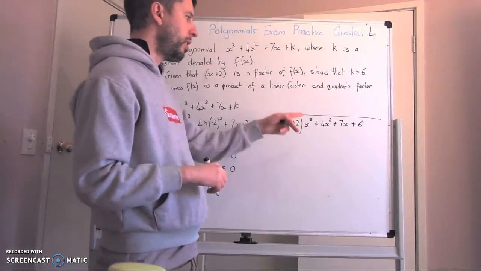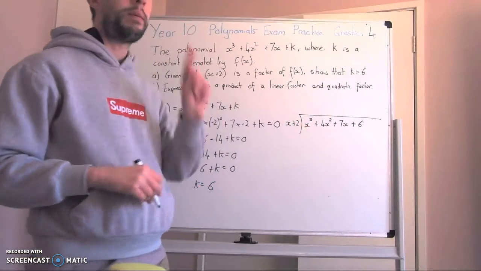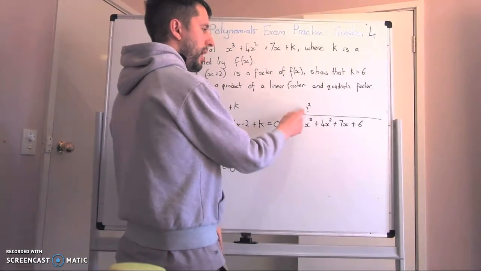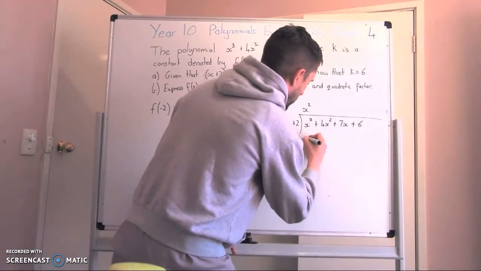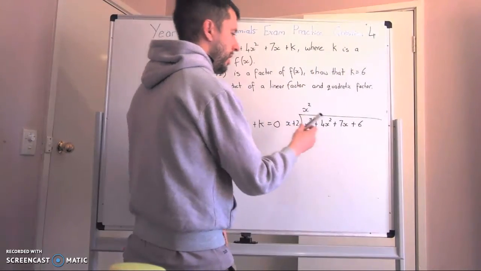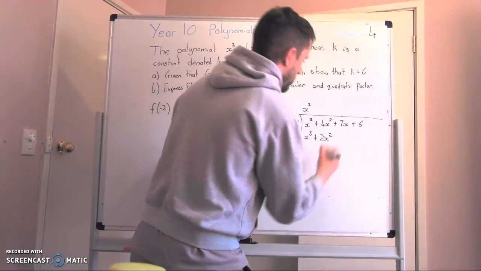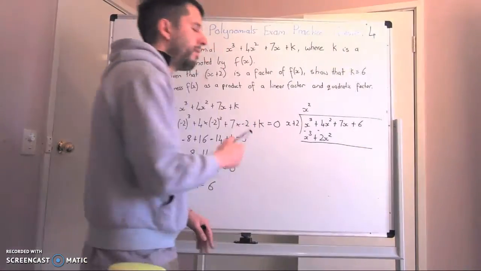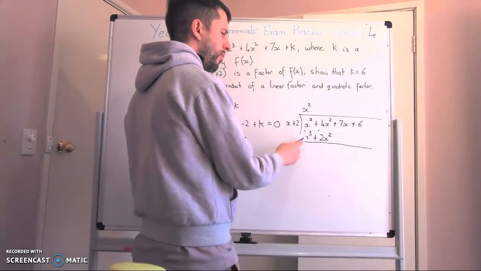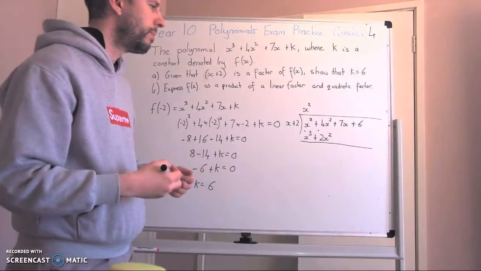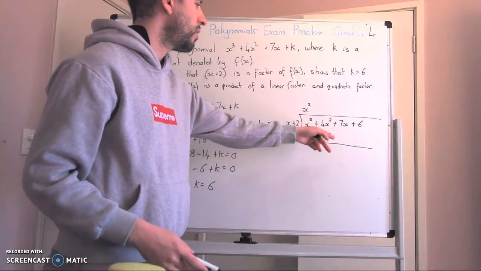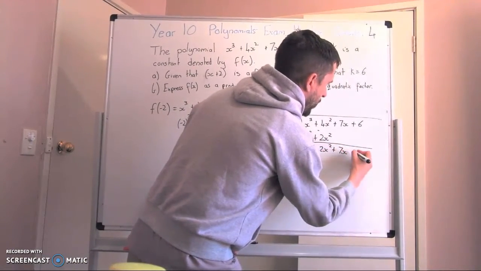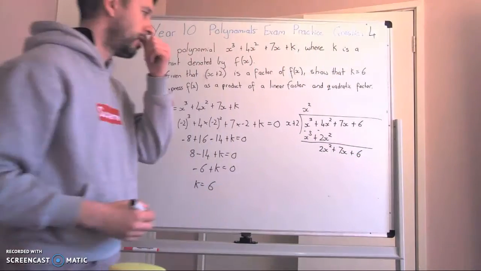Next thing I'm just going to think, okay, if I've got x to the power of 3 and I'm dividing by x, I'm getting x to the power of 2. And I'll work backwards. X squared times x is x to the power of 3. X squared times 2 is positive 2x squared. So I take these away because that's already been divided. X to the power of 3, take away x to the power of 3 is 0. 4x squared, take away 2x squared equals 2x squared. And then I have the rest, plus 7x plus 6.